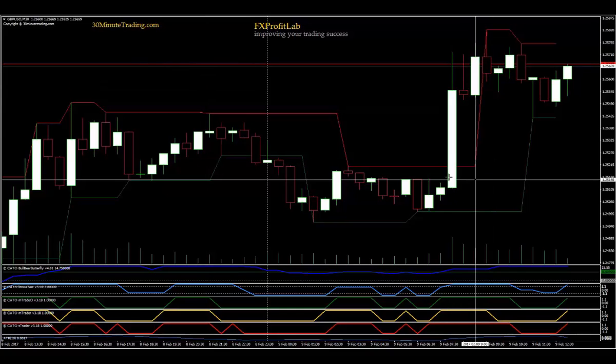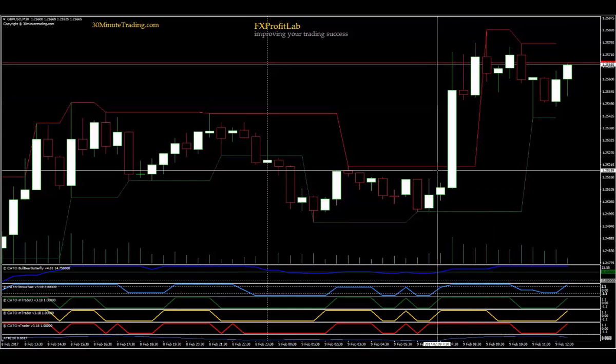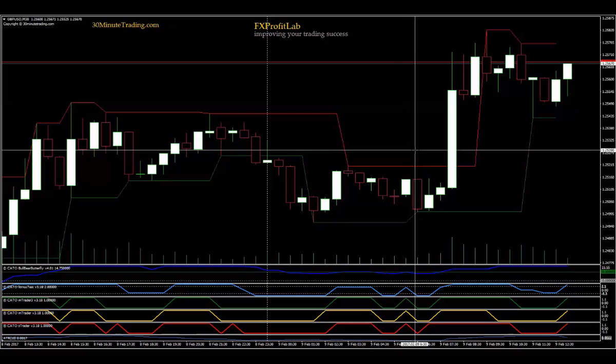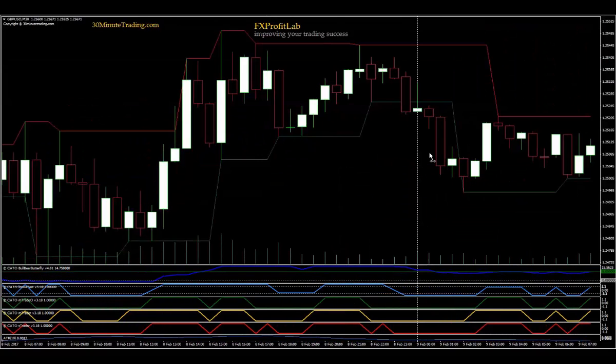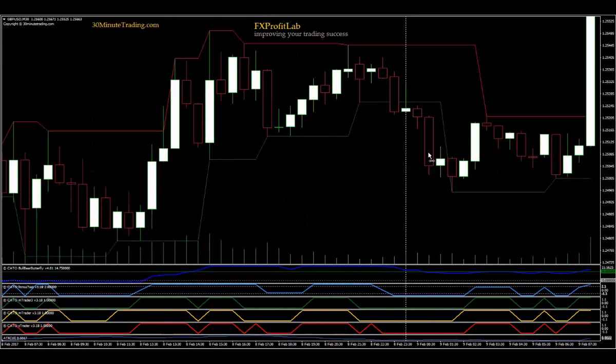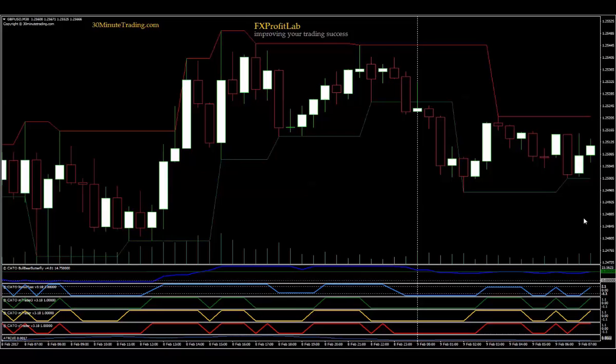Let me just move this across a bit here. Can we slide that along? I can see if I can get it. There you are. So what you would have seen on this screen at this time would have been this structure, this formation. So we've got more or less a sideways consolidation, up, a sideways consolidation, down, a sideways consolidation.